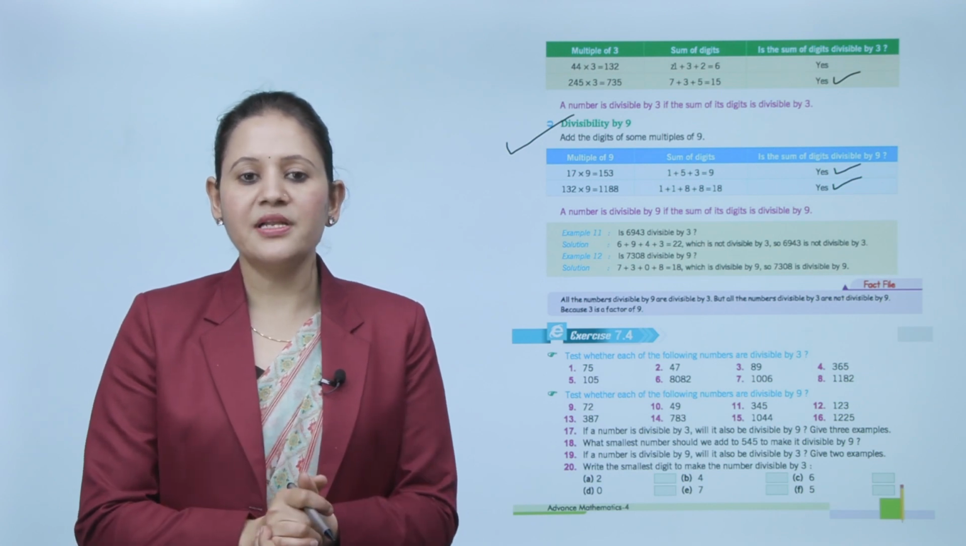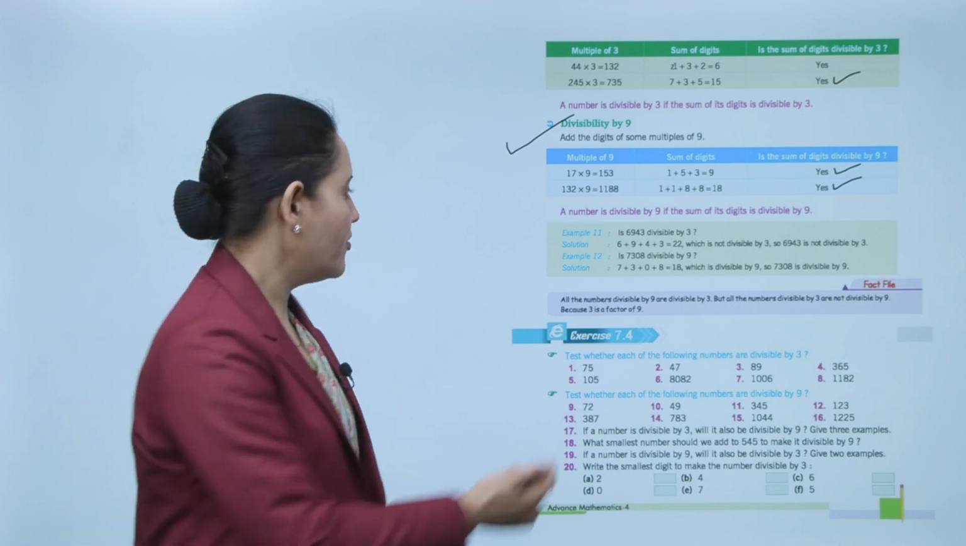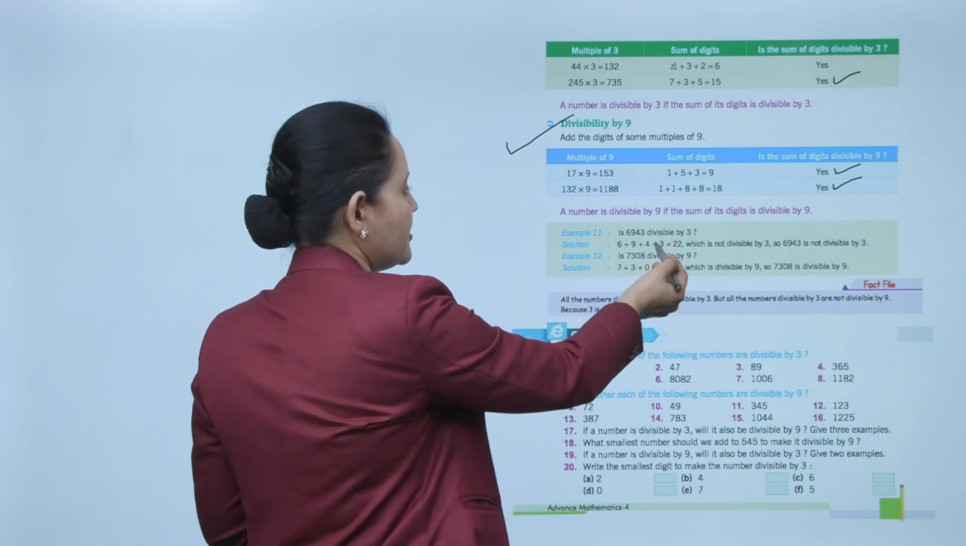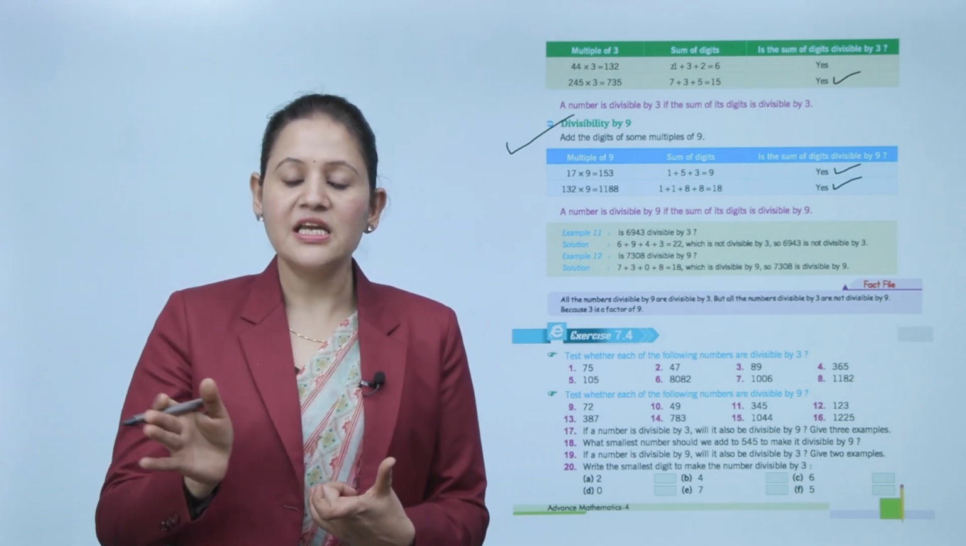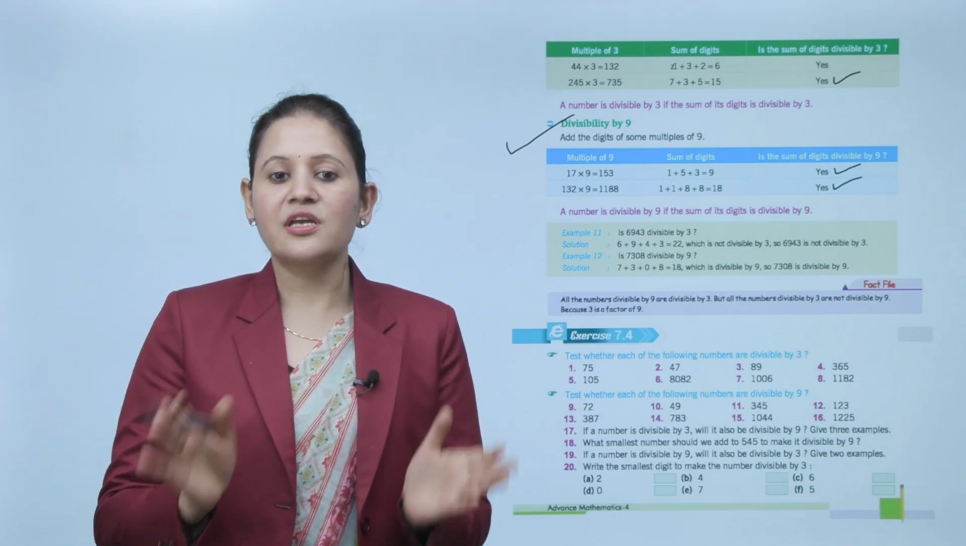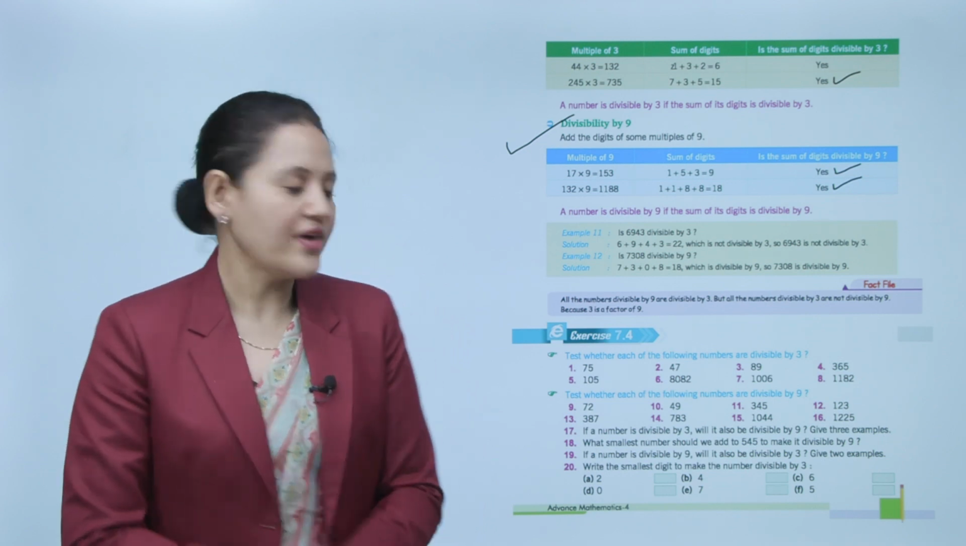Now we'll take an example. Is 6943 divisible by 3? So we'll make the sum of digits, that is 22, and 22 is not a multiple of 3. That means it is not divisible by 3. So the given number is not divisible by 3. Clear? Next is fact 5.